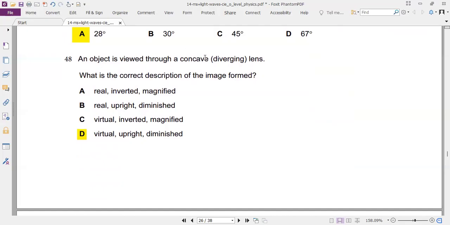Number 48, concave, i.e. diverging lens. The correct description will be virtual, upright, diminished. We should know this from our knowledge.